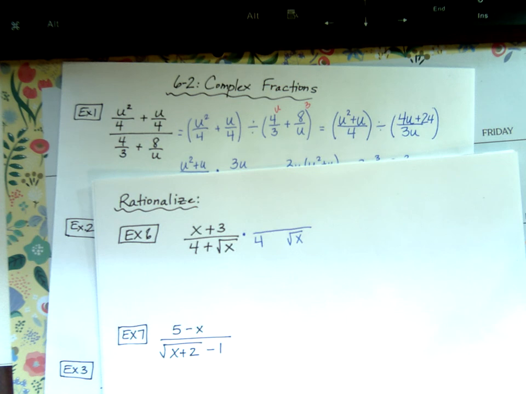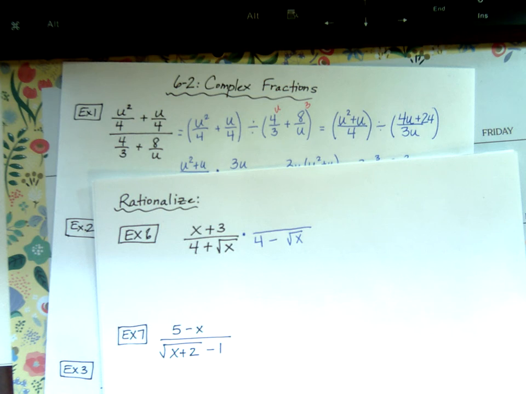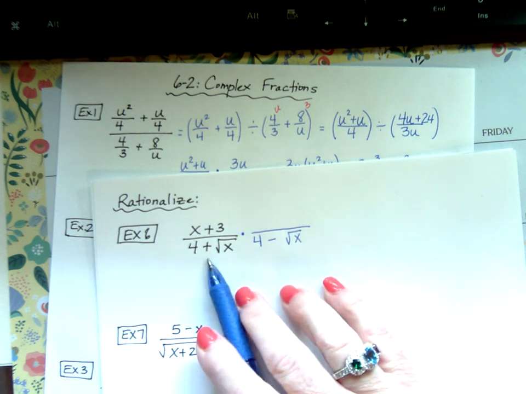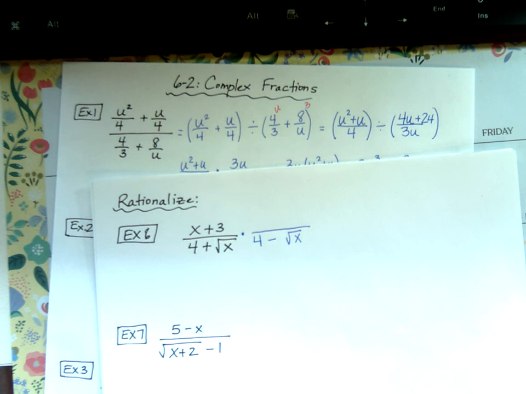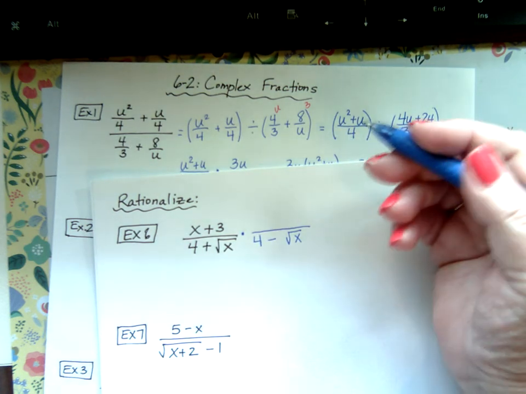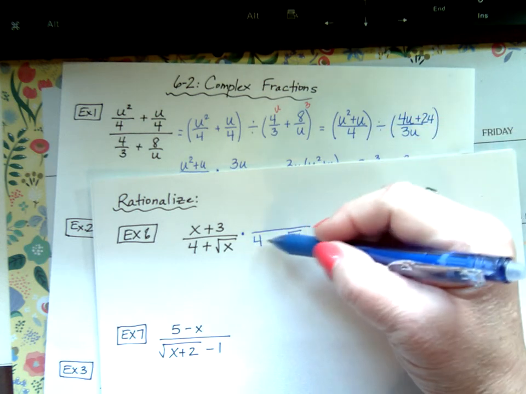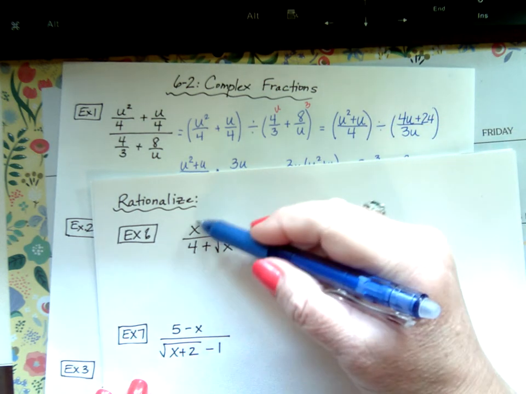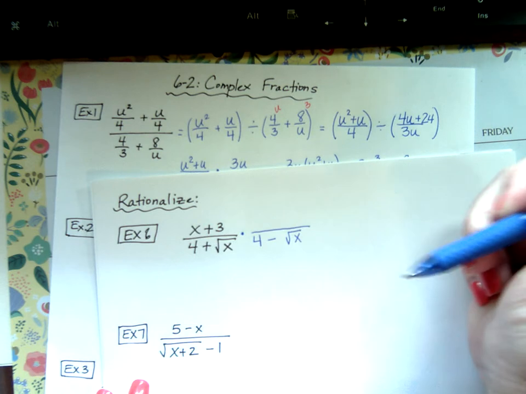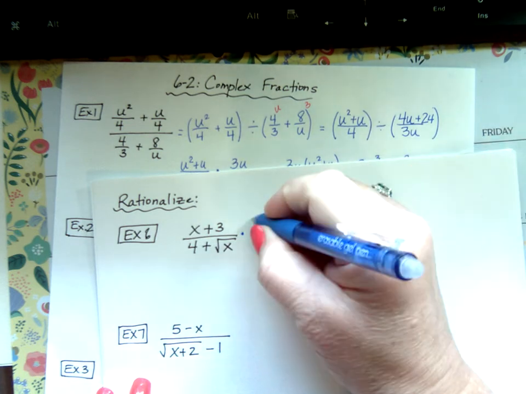I feel like we've talked about this before. If we change the sign in the middle to a negative, believe it or not, that's going to end up getting rid of the square root that's down here, and I'll show you why in just a second. But remember, I can't just arbitrarily multiply this thing by 4 minus the square root of x, because that would change the value of this fraction, and that's not valid. So what I have to do is multiply at the top by the exact same thing.